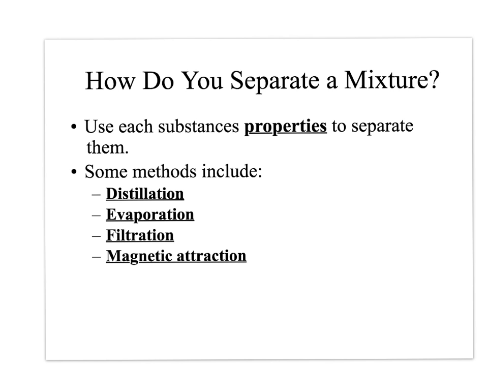We can separate mixtures by a few different ways. You use the substance's properties to separate them. Some methods include distillation, evaporation, filtration, and then even magnetic attraction.